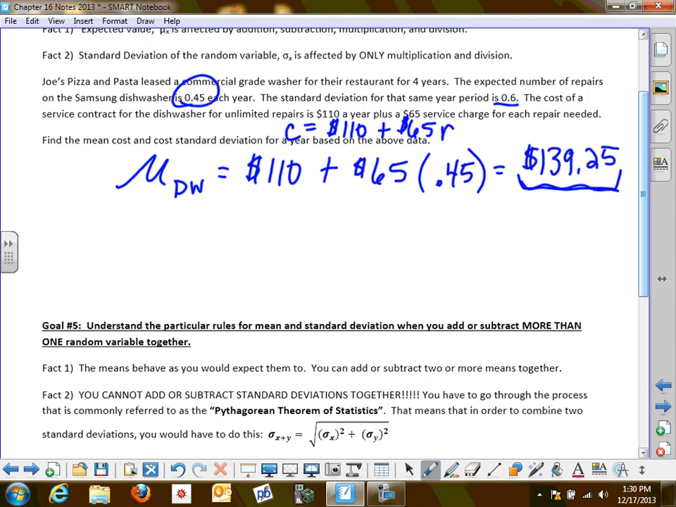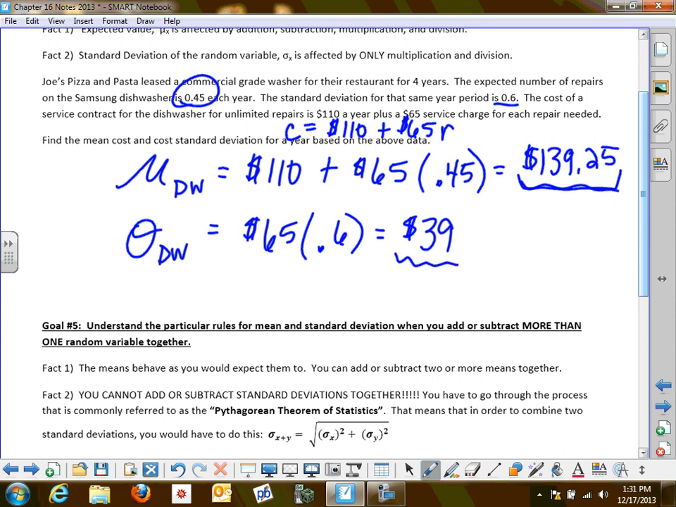So that's the standard deviation for the dishwasher. It is affected by what parts of that transformation? The multiplication. So that is $65 times the standard deviation for repairs, not 0.45, which was the mean. The standard deviation was 0.6, and that amount is $39. As a business owner, that gives me an idea of how far I could be off within one standard deviation, and what I need to budget for. That's it for the review of goal number 4.